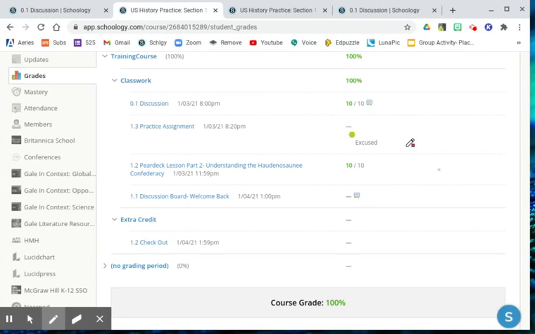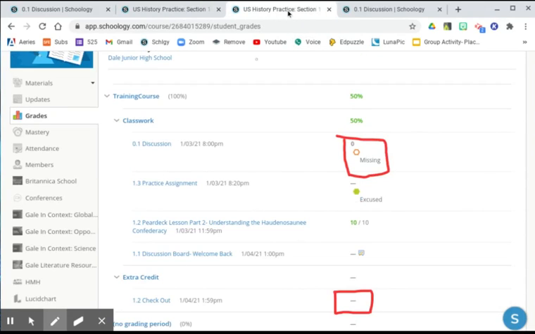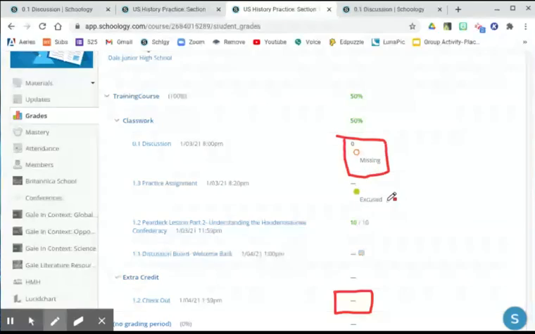Okay. So I went and I graded that assignment. So if we notice again, the same assignment, I graded it. Oh, sorry, my box looks funky. And so now it no longer says missing. It shows that you turned something in, and then it shows that I looked at it, graded it, and gave you 10 out of 10.